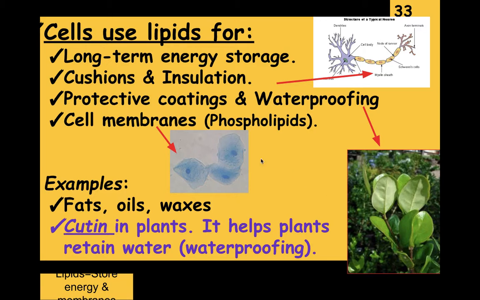Cell membranes, as we said before, are made up of a special kind of lipid called phospholipids, and a phospholipid bilayer, so 2 layers of these lipids, these fats with attached phosphate groups on them. Okay, Q10 in plants helps plants retain water.